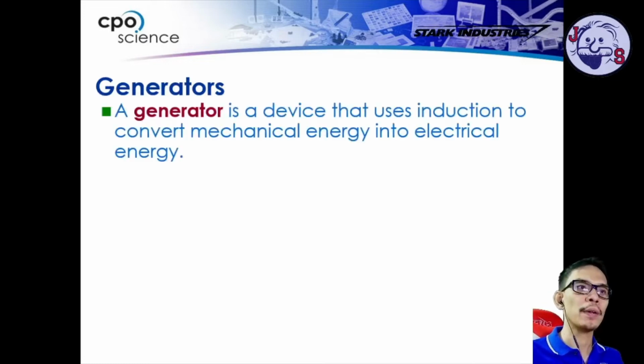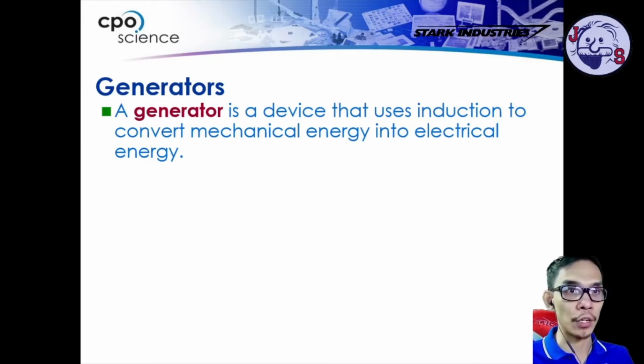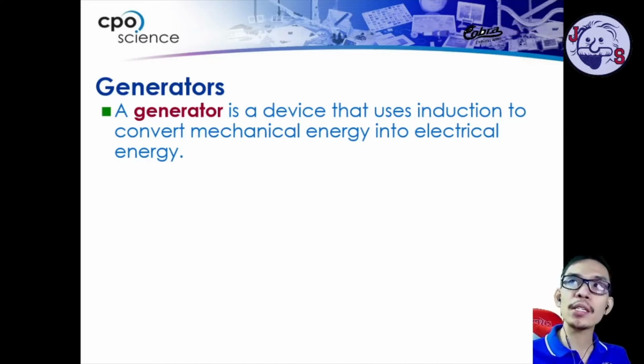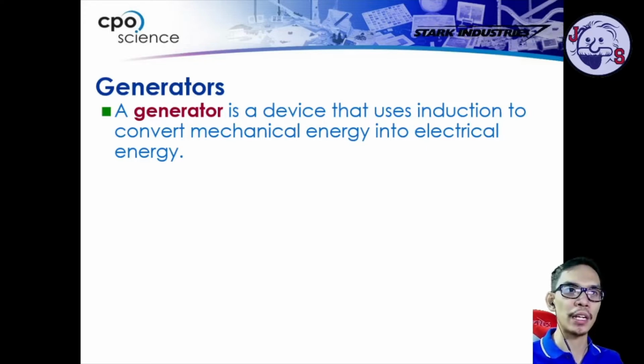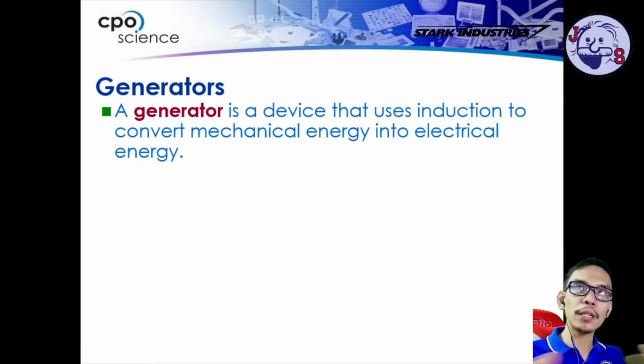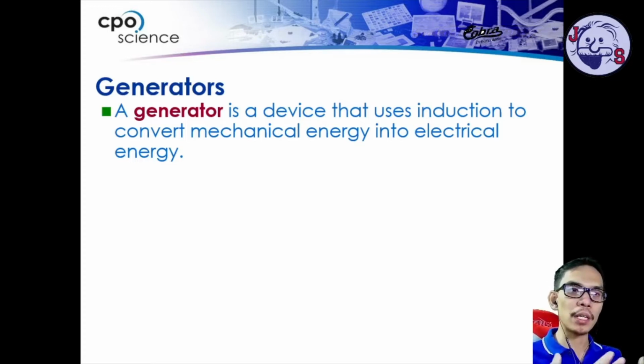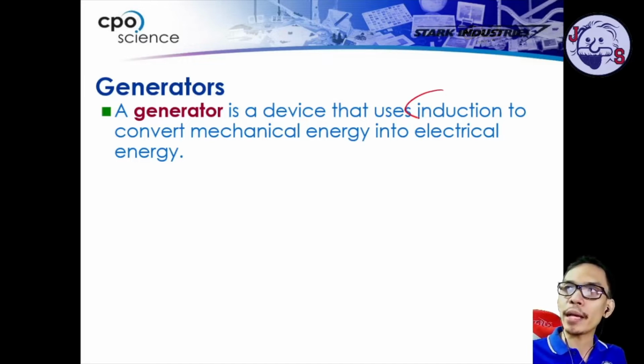What is a generator? A generator is a device that uses induction to convert mechanical energy to electrical energy. Does this statement sound familiar to you? Yes, it does. It's because this is the same definition as your electric motor, but in reverse. The electric motor is a device that transforms electrical energy to mechanical energy. A generator transforms mechanical energy to electrical energy. So a generator is a device similar to an electric motor but in reverse. It uses the idea of electromagnetic induction.